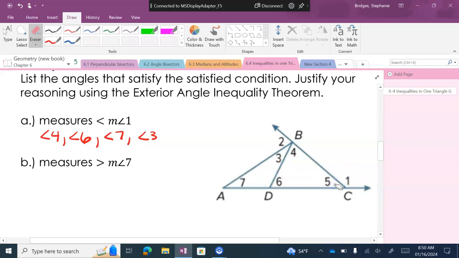And then tell me which one has to be greater than 7. Or, there's one more, 1. It could be either angle 2 or angle 1 in this case, because 7 is a remote interior angle for both. Everybody kind of okay with that one? I know that one can be kind of tricky, especially with a lot of stuff going on in our pictures.